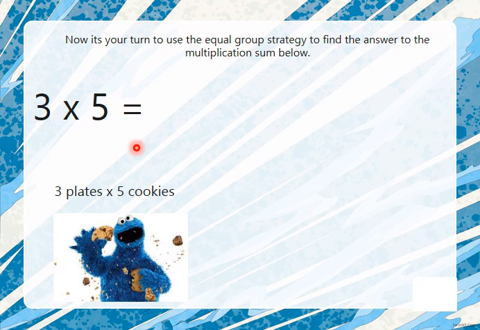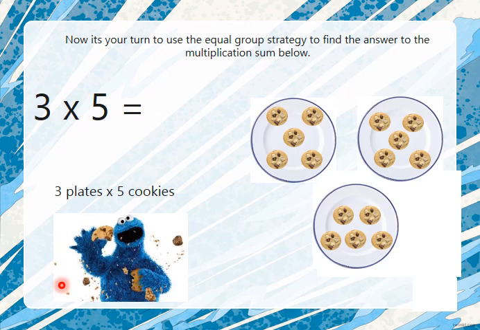Welcome back. How did you go? Let's have a look. If you were to draw 3 equal groups or 3 plates with 5 cookies in each, it would look something like this. So we have our 3 groups or our 3 plates with our 5 cookies in each. Now to get our answer we need to add up all the cookies. 1, 2, 3, 4, 5, 6, 7, 8, 9, 10, 11, 12, 13, 14, 15. The answer, 3 times 5 is 15. Well done for everyone who worked very hard on that question. Let's move on to the next question.